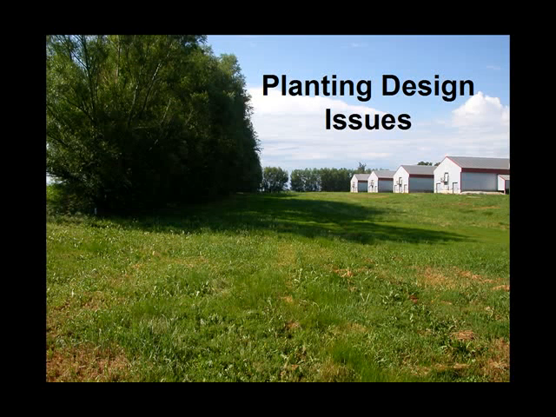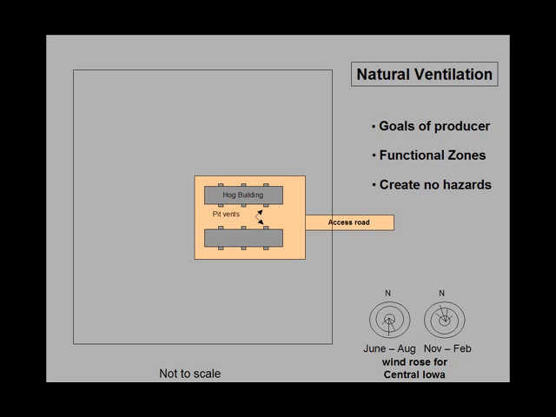So, planting design issues. This is very, very critical, and I'm going to go over just a couple of examples here very briefly. When I am asked to help design one of these things, I first want to know what the goals of the producer are. Is it for visual screening? Is it for legitimate filtration? Are there other reasons why they want to use trees?